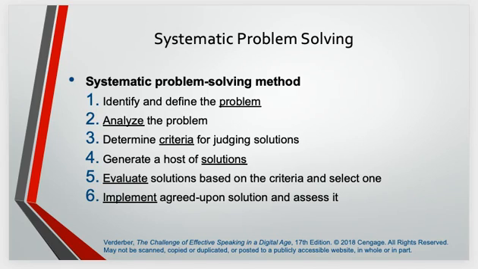Step number two, after you've identified and defined the actual problem, you need to analyze that problem. So most groups begin with each member sharing information about what they already know about the problem. And the group then determines what additional questions need to be answered and searches for additional information to actually answer those questions. And then that leads you into step three, determining the criteria for judging solutions.